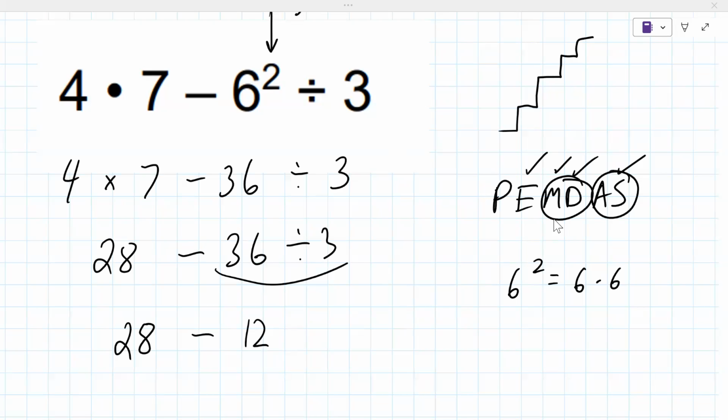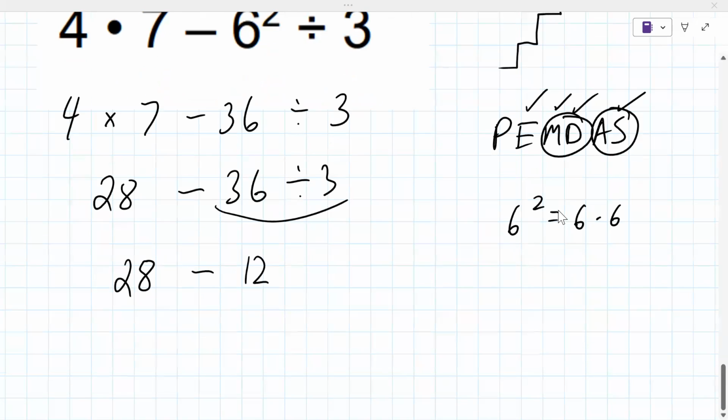Oh, yeah. Hold on. Sorry, I was lost there. We got a little lost. So yes, Tristan, 36 divided by 3 is 12. I don't know what's going on.